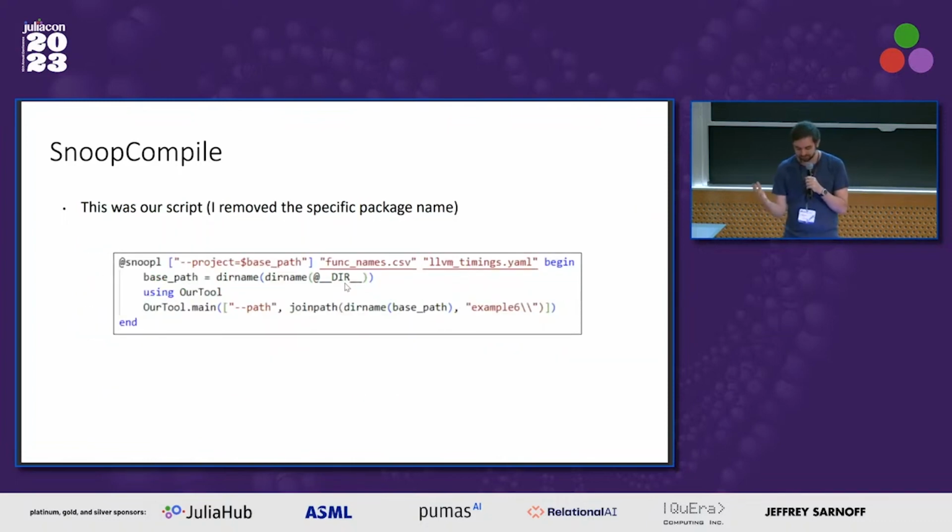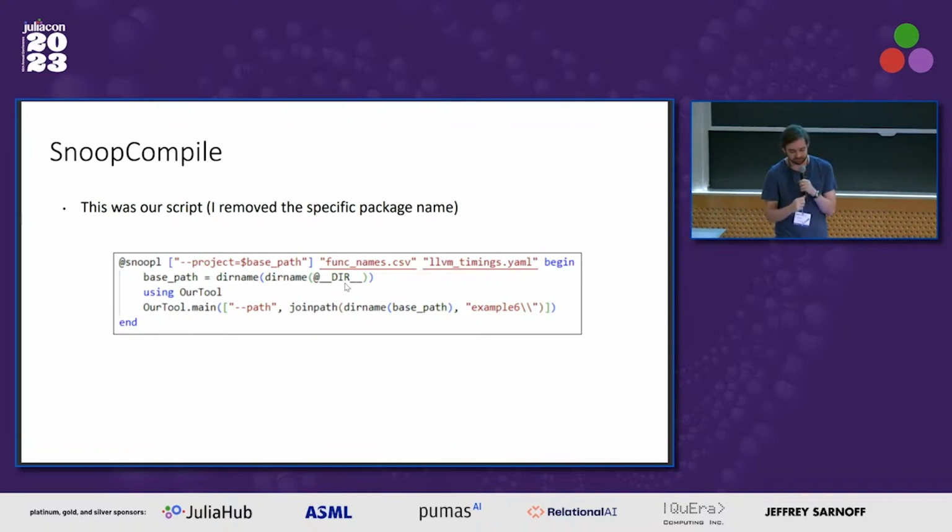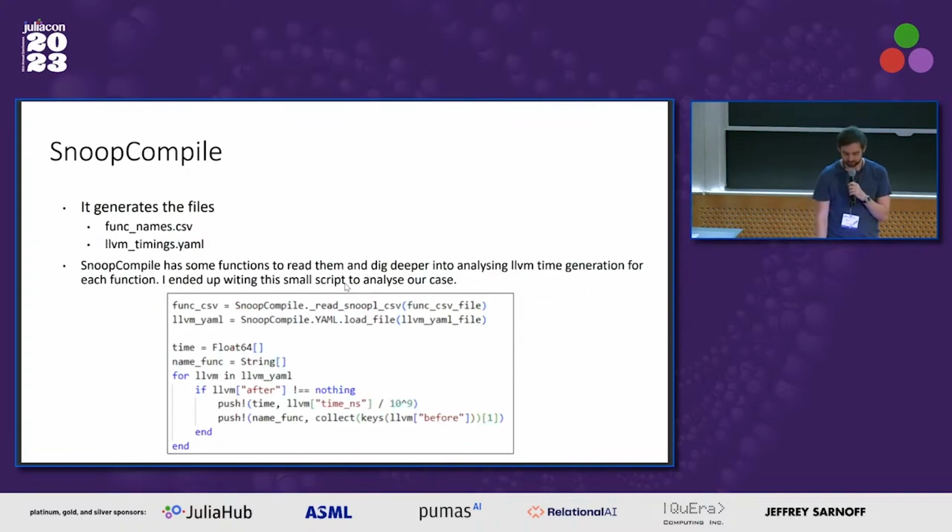And so, well, it's a very simple script. It's a very simple way of doing it. You just call the @snoopl function, and you pass these two files, the func names and LLVM times YAML. I ran it on a package, though I changed the name a little bit because it's proprietary software and I didn't want to disclose everything. And well, when you run this, you gather these two files, and with this very small script, you can understand exactly how much time each function spent only compiling the LLVM code, only doing the LLVM step.